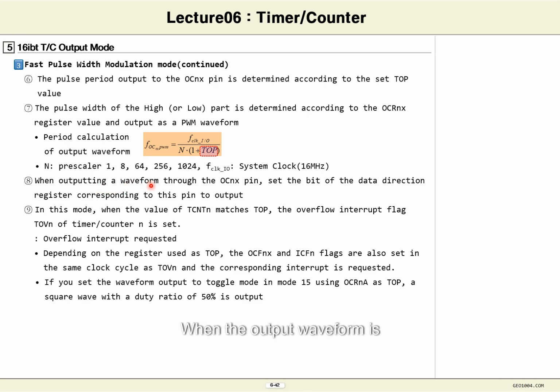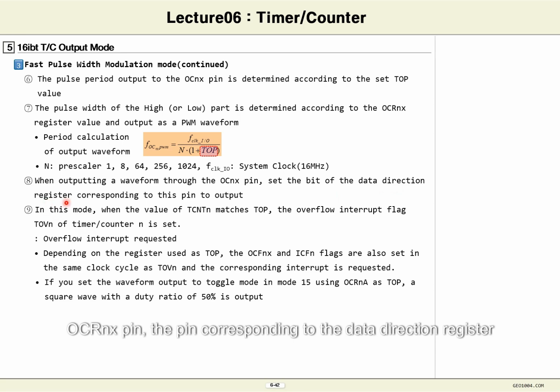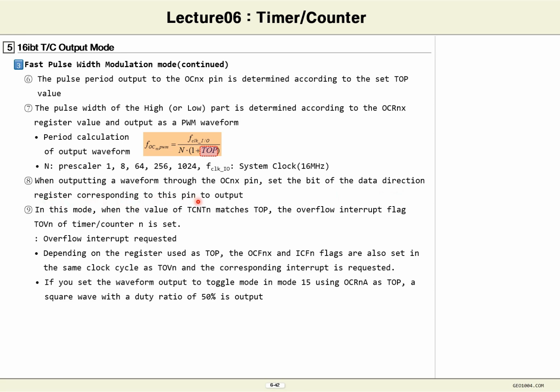When the output waveform is output to the OCRNX pin, the pin corresponding to the data direction register must be set to output. In this mode, when the value of TCNT matches the top value, the overflow interrupt flag TOVN is set and an interrupt is requested.